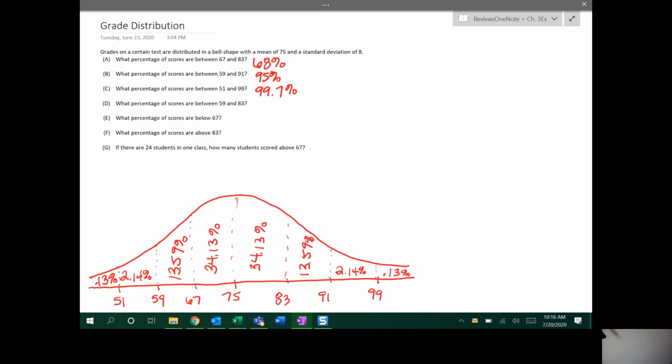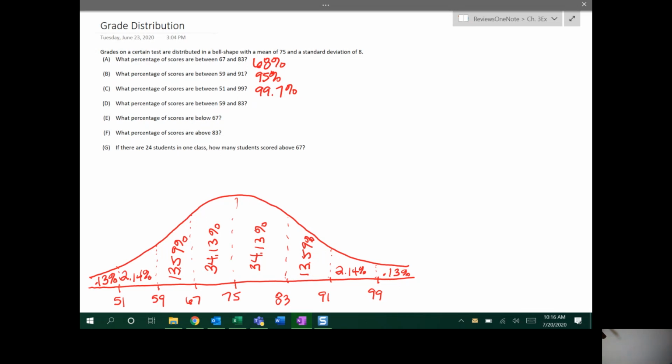Normally you would only be asked for 1, but just to show you the variety, I wanted to do all 3. Now part D is also a between question. This time it's between 59, which is 2 standard deviations to the left, and 83, which is 1 to the right. So 2 and 1, those are not the same number.